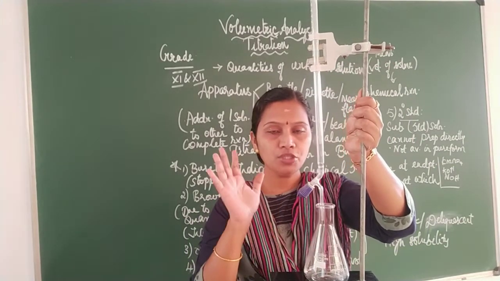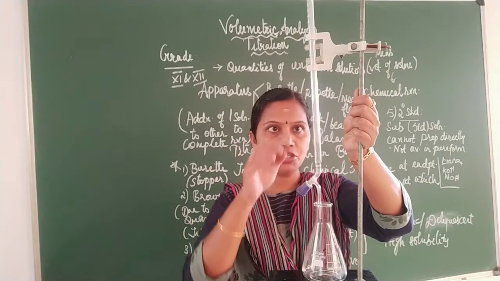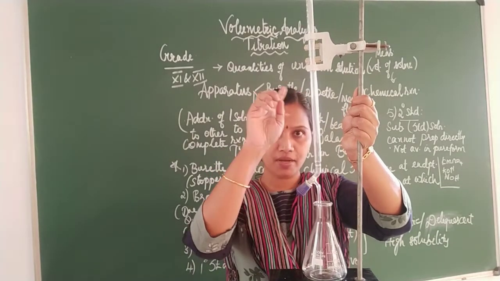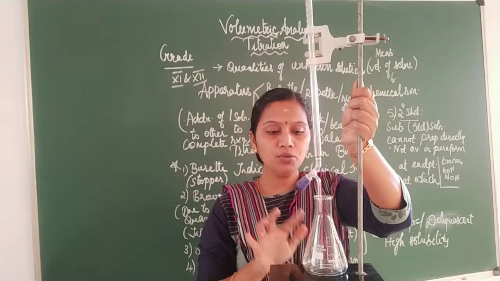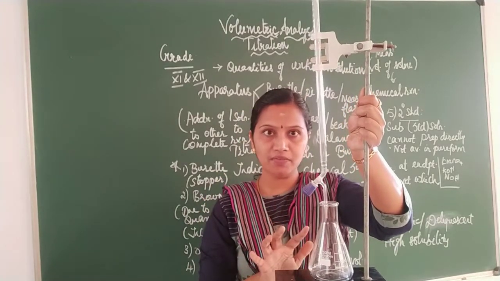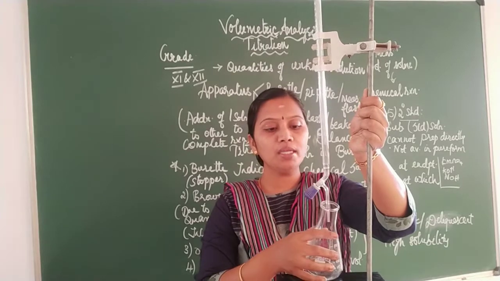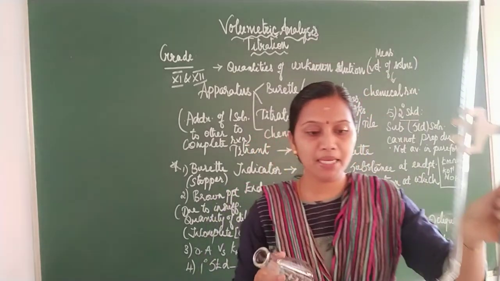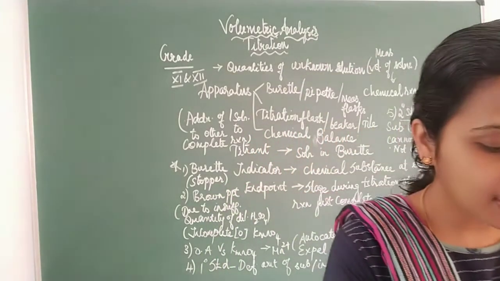So the solution should be added in such a way that one solution from the burette should be added to the second solution in the conical flask so that I will be knowing the volume of the solution. That is the main objective of my volumetric analysis.